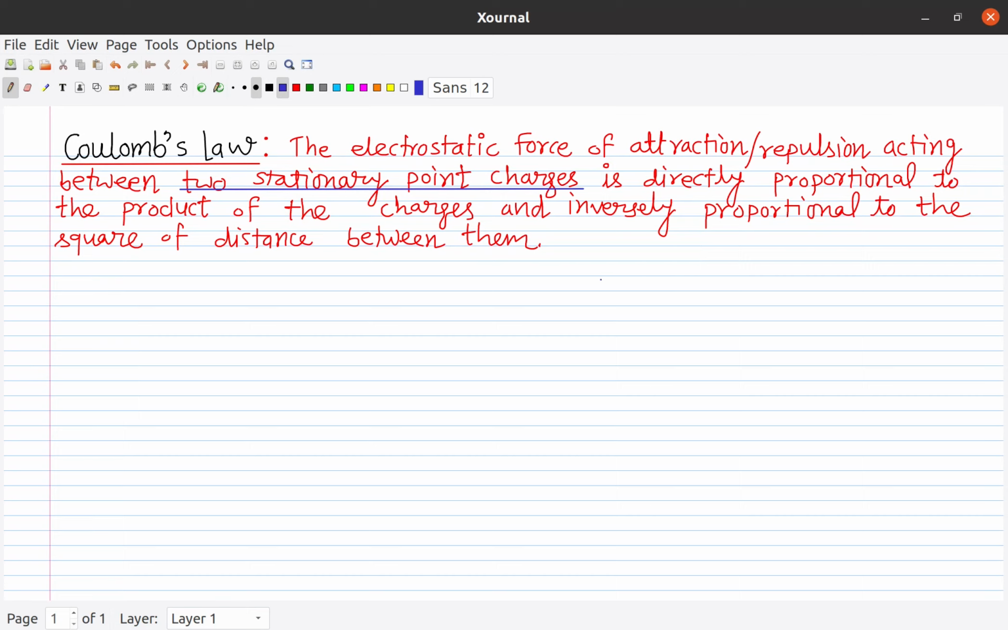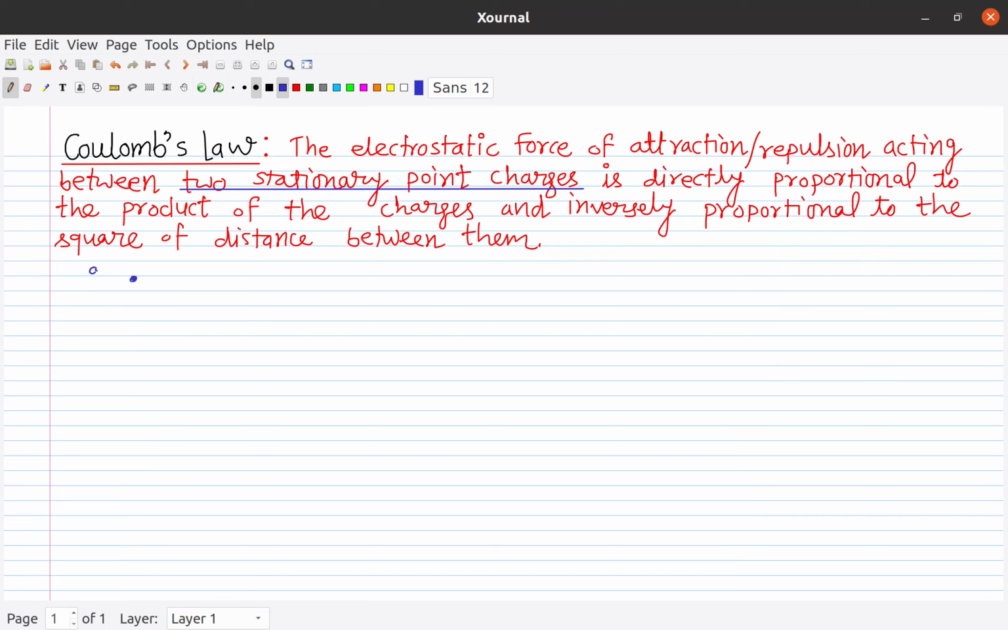The one major point to notice here is the line I have underlined: these two stationary point charges. So this law is applicable for stationary point charges only. If the charges are not point charges, this law will not be applicable. This is important to notice here.